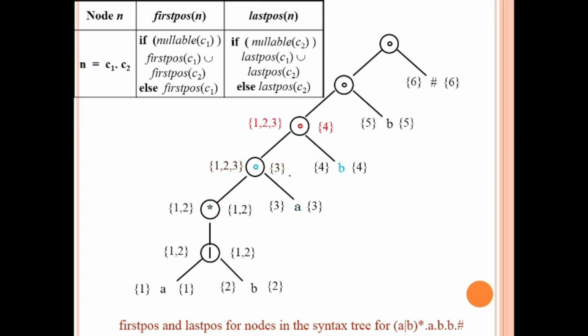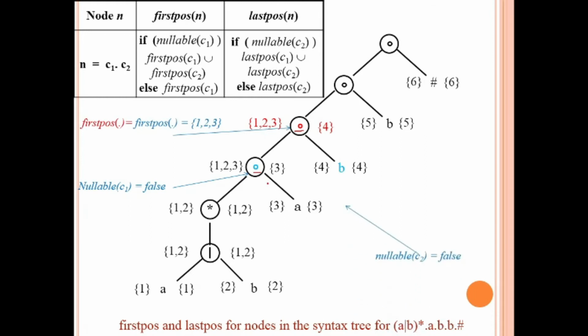Moving ahead, for the first position of this concatenation node, the same condition will apply. We can see that this concatenation node, that is C1, is not a nullable node, and that's why we can write the first position of the concatenation node is equal to the first position of the first child, that is equal to 1 2 3. Similarly, for the last position we again apply the same rule. If the second child is not nullable, then the last position of the concatenation node will be equal to the last position of the second child, that is 4 in our example.